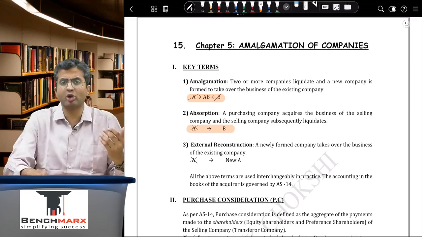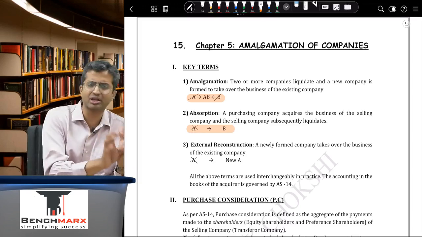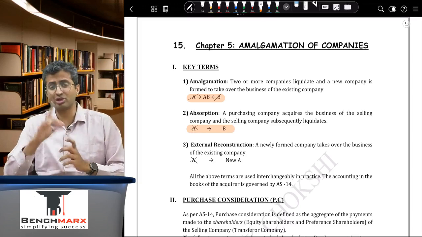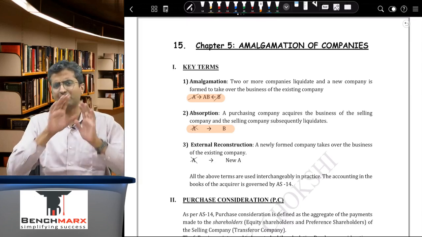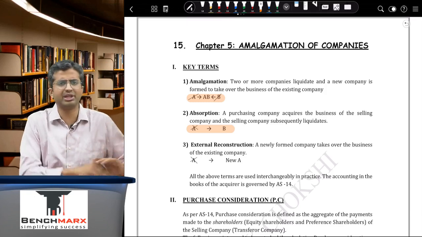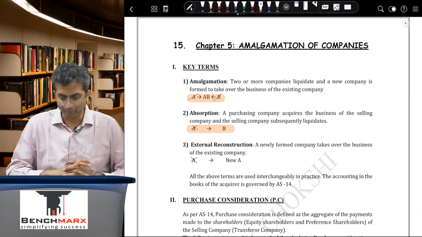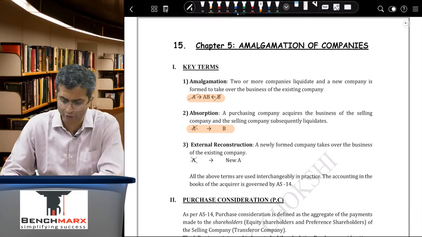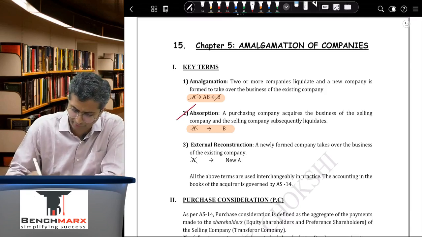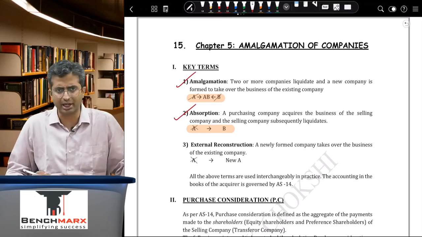When you look at absorption, on the other hand, absorption refers to the scenario where one company acquires another company. So there will be one liquidation in such question, the company that is closing, and the reserves of the existing company, the assets and liabilities of the existing company will continue as it is. So that is the absorption. Most of the questions have come pertaining to absorption, absorption being the most important, followed by amalgamation, and rarely have been there questions regarding external reconstruction.